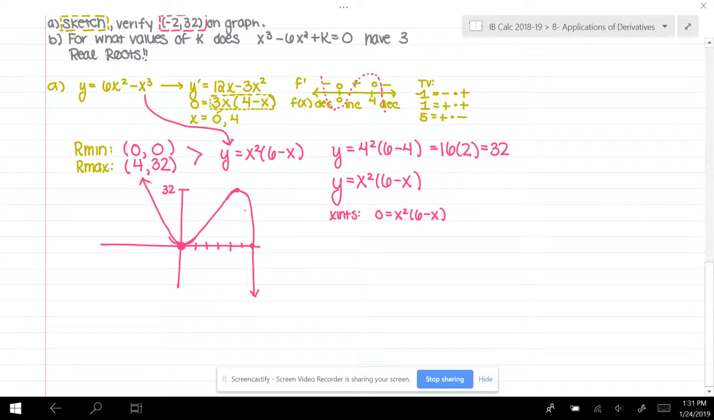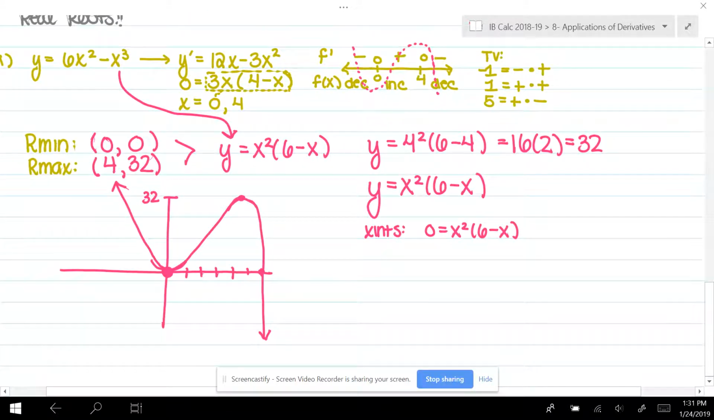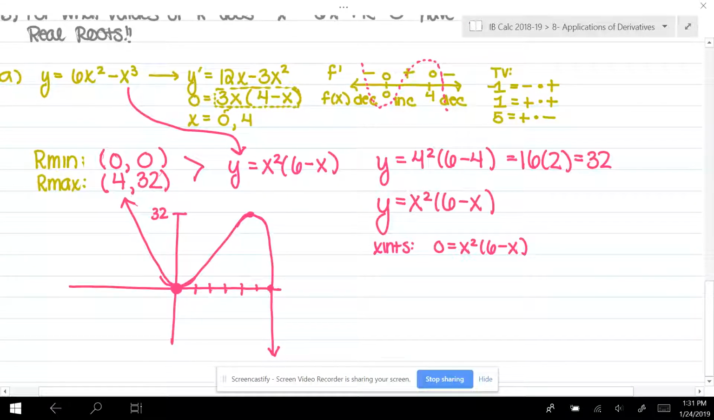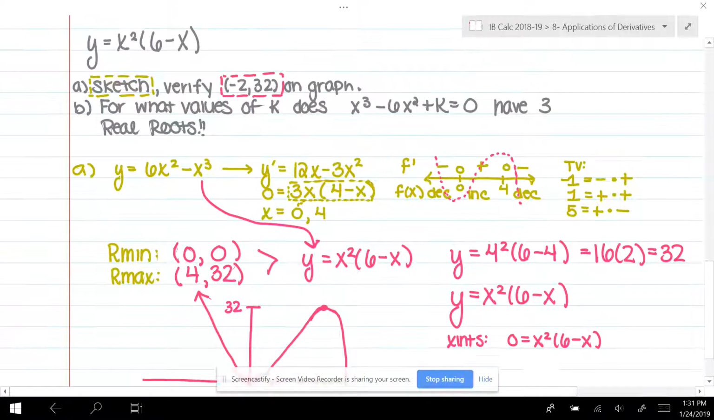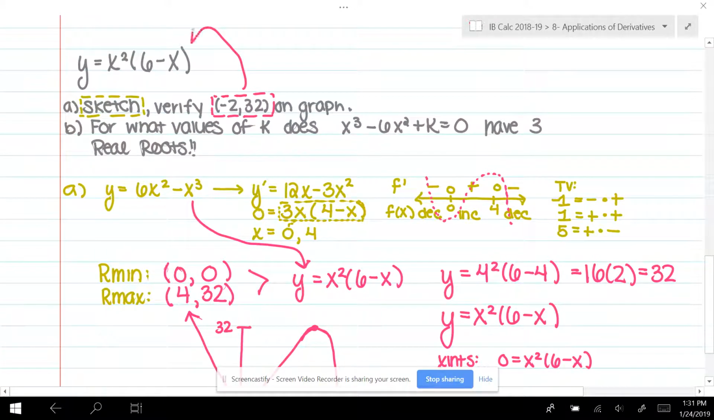It would be nice if I made this a little bit more polynomial looking, but for the sake of time, I'm not going to erase it because you know how good I am at drawing. So the last thing we have to do, guys, is verify that the point -2, 32 is on the graph. Let's just say we believe it.